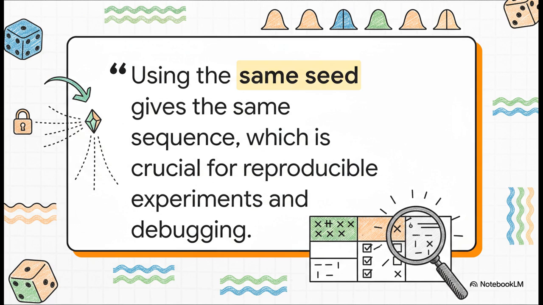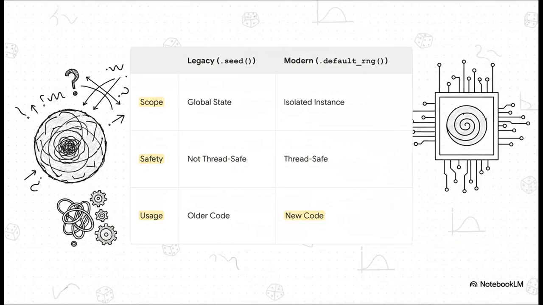Remember how the whole sequence of pseudo-random numbers starts from that one initial value? Well, if we manually set that seed to a specific number, say the number 42, we are guaranteeing that every single time our code runs, it will generate the exact same sequence of random numbers. This is an absolute must for any serious scientific work, and trust me, it will save you hours when you're trying to debug something. Okay, but how you set the seed is super important.